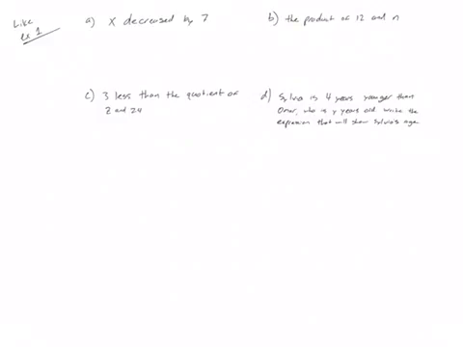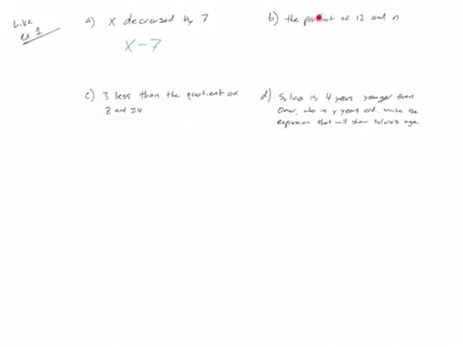So here is example 1. It says pretty much just take this sentence and translate it into an equation. X decreased by 7. So whatever x is, it should be 7 less than that. So I'm going to say x minus 7, because this would be x or 7 less than x. So x decreased by 7.